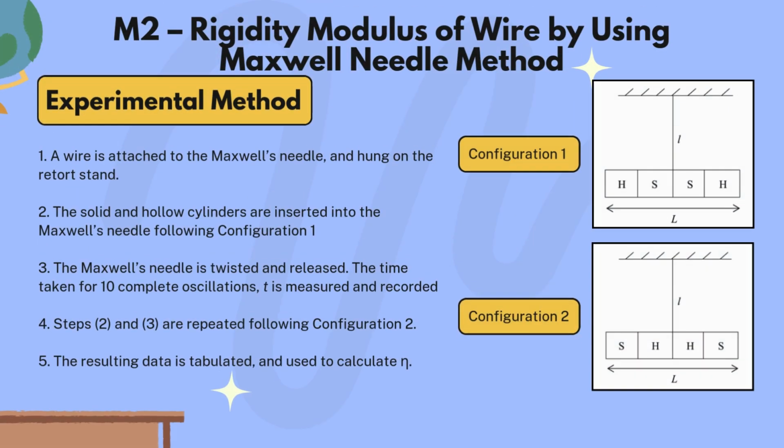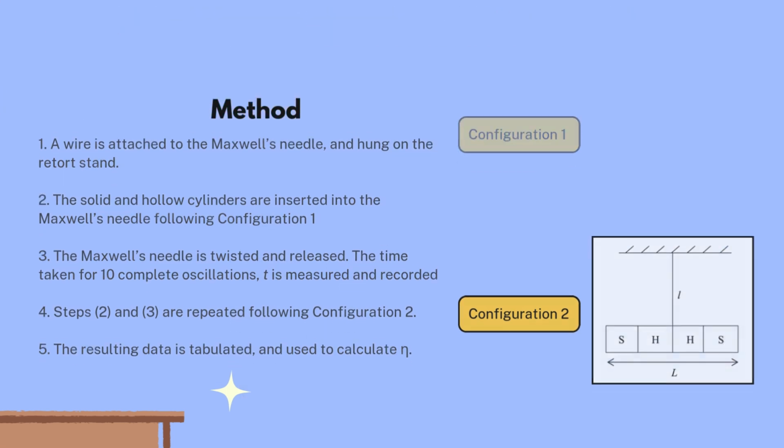To carry out this experiment, a wire is attached to the Maxwell's needle and hung on the retort stand. The solid and hollow cylinders are inserted into the Maxwell's needle following configuration 1. The Maxwell's needle is twisted and released, and the time taken for 10 complete oscillations, T, is measured and recorded. Steps 2 and 3 are then repeated following configuration 2 instead. The resulting data for both configurations are tabulated and then used to calculate the rigidity modulus.